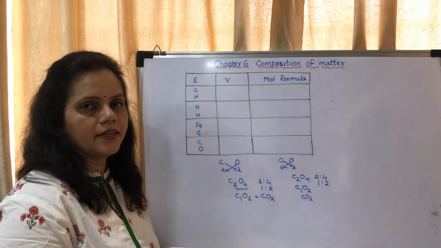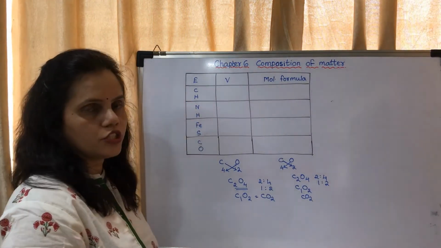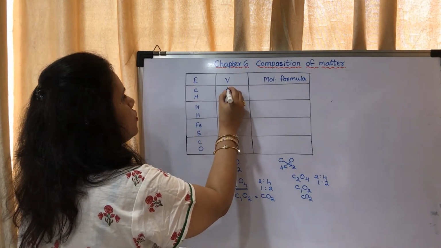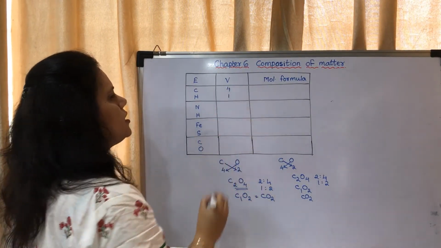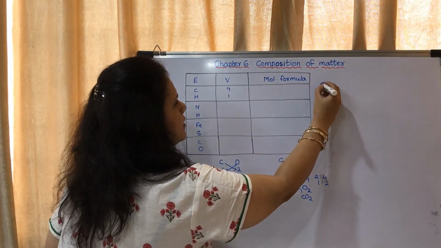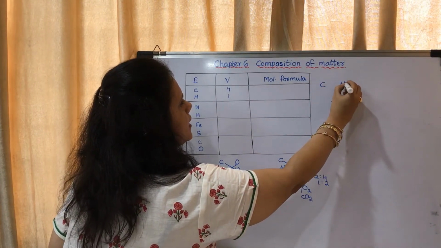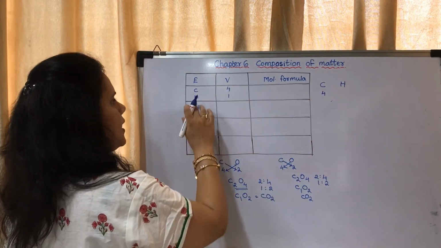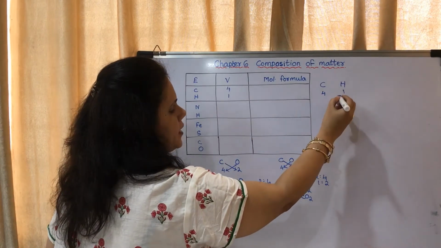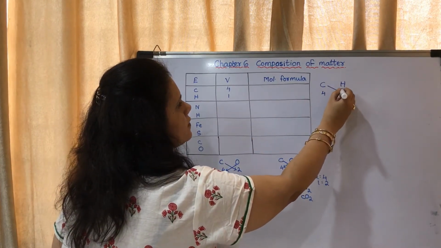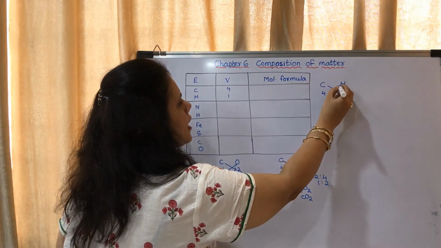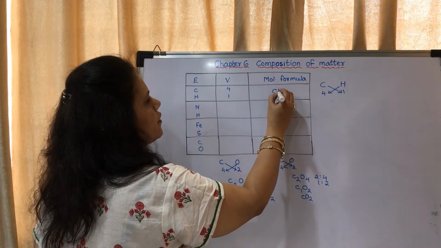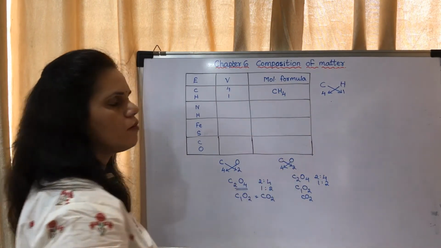Now there is a table given. You have been given the constituents. You have to write the molecular formula. The valency of carbon is 4. The valency of hydrogen is 1. So first I will write the elements C and H. What is the valency of carbon? It is 4. What is the valency of hydrogen? It is 1. So this 1 I will give to carbon and hydrogen will take the number 4. So the molecular formula will be CH4.